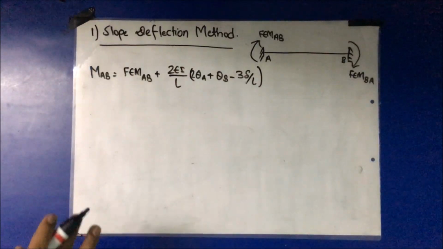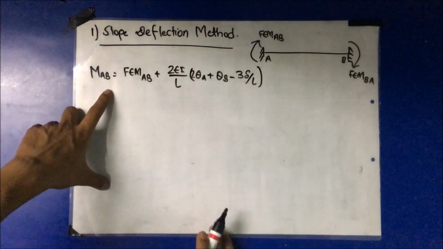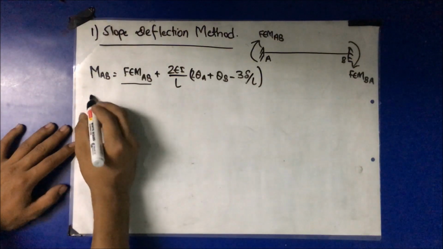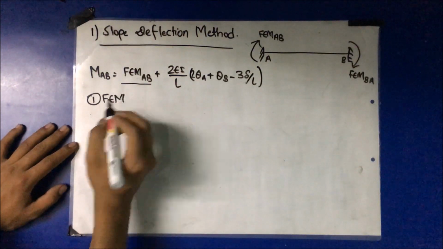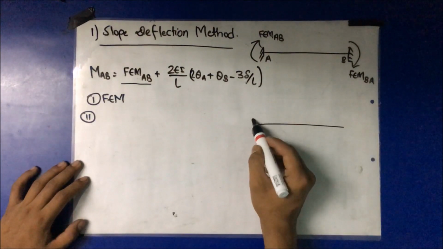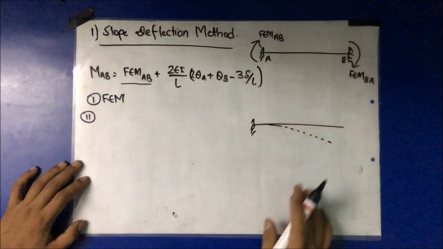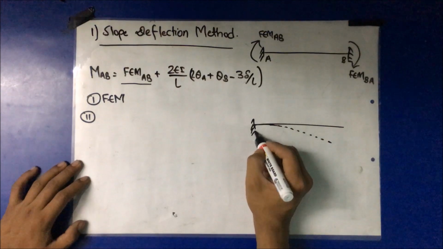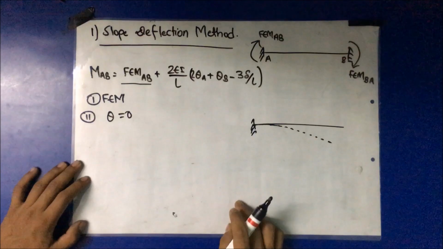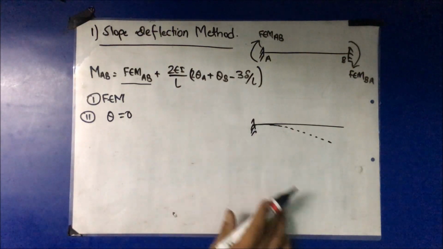For this displacement method, you have to keep some points in your mind. Fixed end moment AB is a very important term in displacement method. The second is the case of a fixed support: the rotation is taken at a distance from the fixed support, so theta is 0 for a fixed support. This point has to be considered because we substitute this value in the equation.